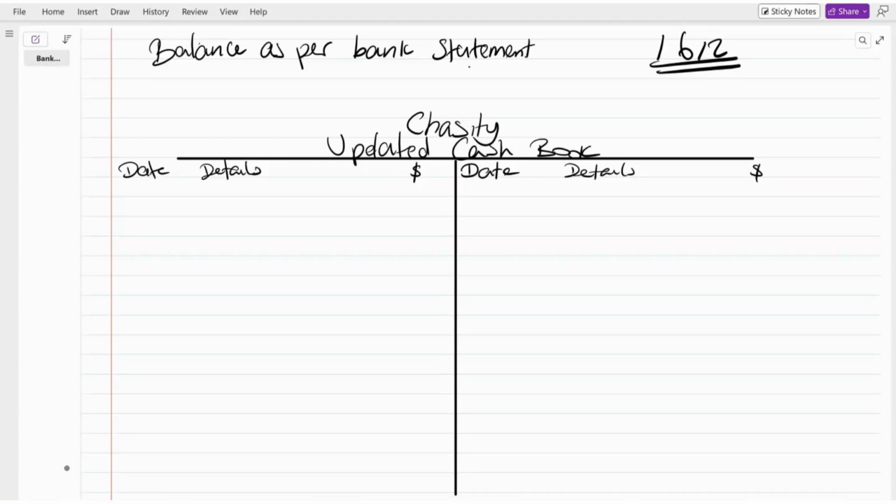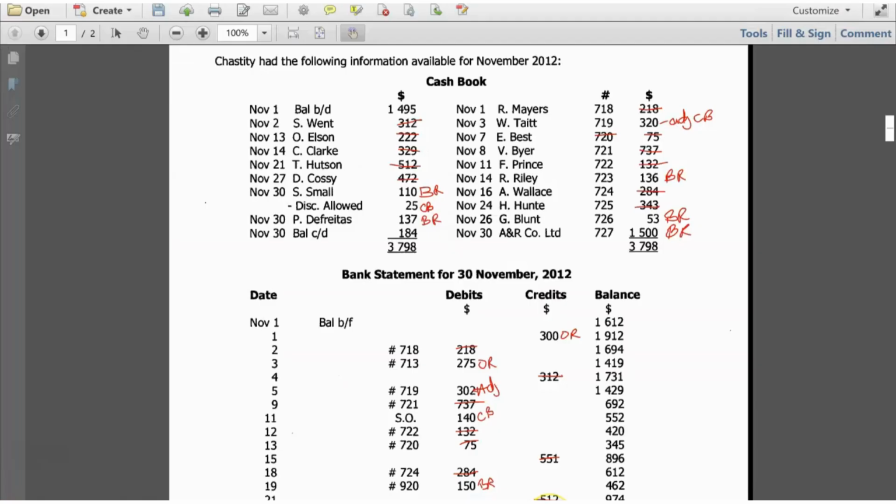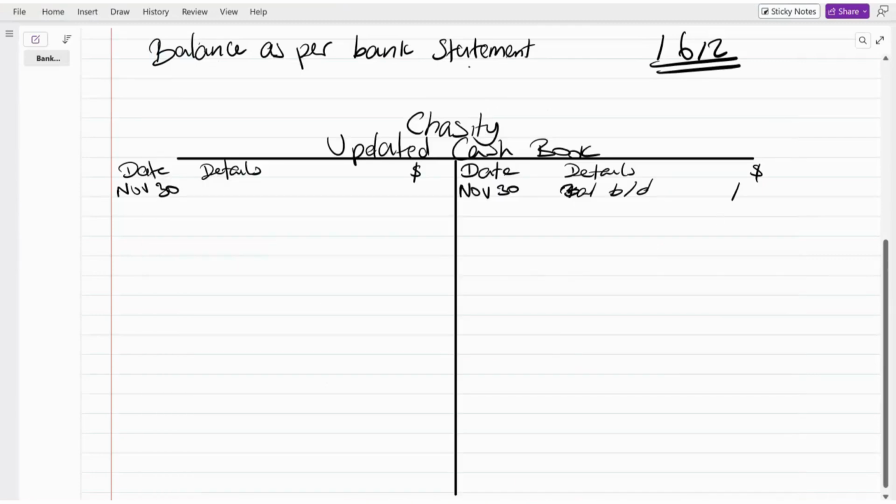Now, another thing to note when we are completing the updated cash book is that there's no need to write a date next to every transaction we put in here. Because this is happening at month end, all we need to do is write the date once, the month end date, and we can then add all the other transactions accordingly. So we have in our date, and we already said that the balance brought down would be on our credit side. Just let me double check that number, 184. So that's our first entry, the balance brought down.